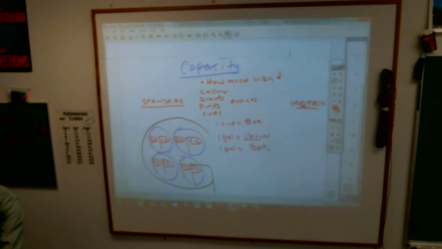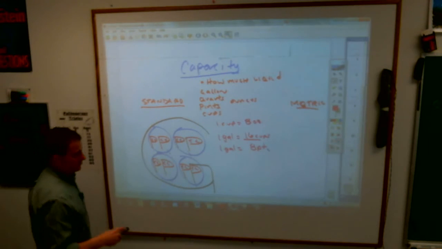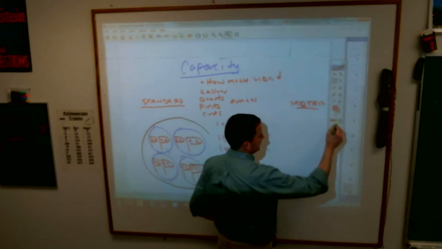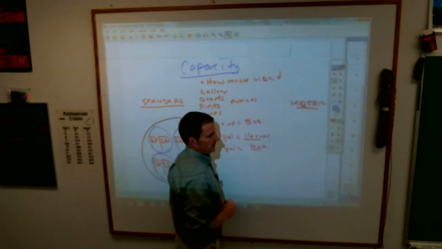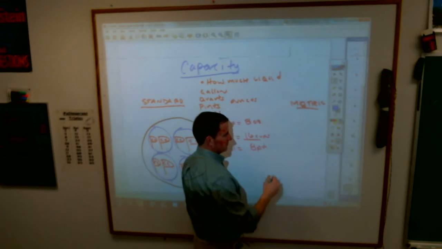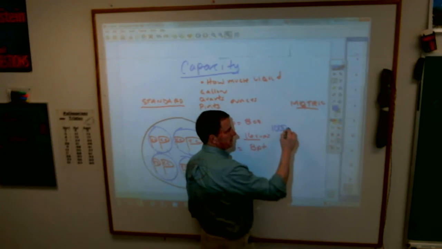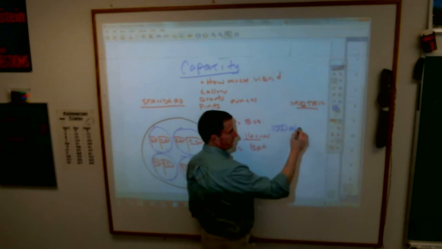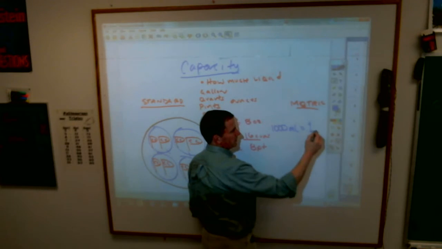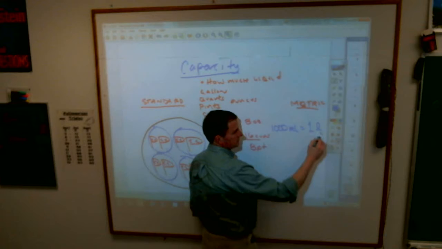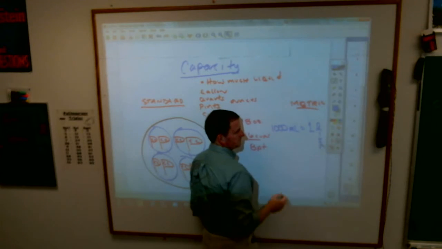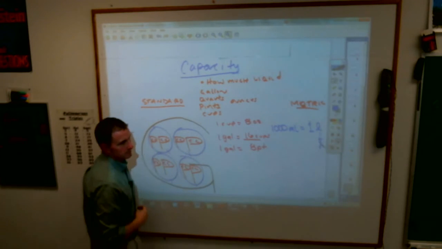And then, let me look and see where we are. Then we've got our metric system, which will be, watch how easy this is. In the metric system, you have this. There are 1,000 milliliters equals 1 liter. That's all there are. Wow.